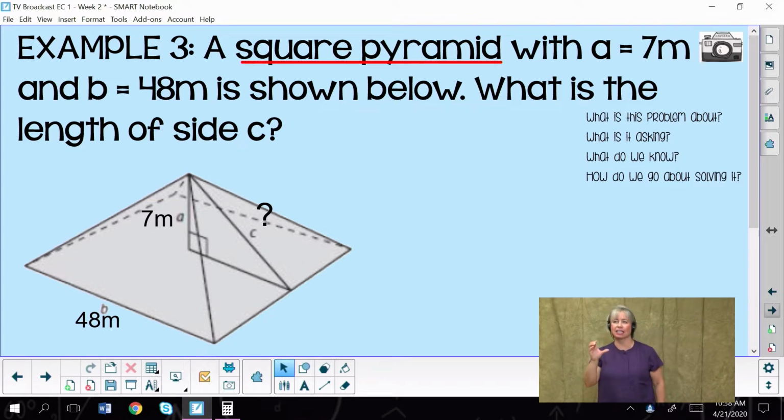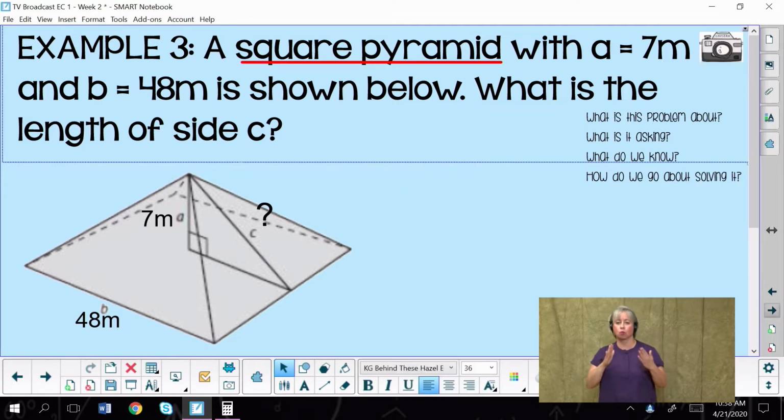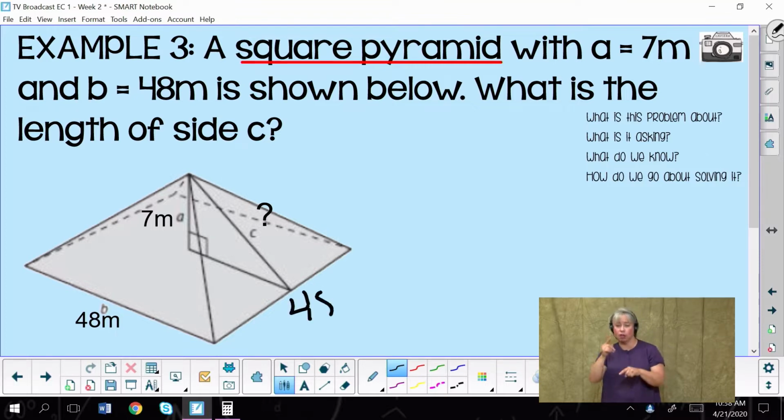Okay, so we know that A here is actually the apex of our square pyramid. So our apex, this point here, is going down and hitting the center of our square base. So we know that that's 7 meters from here to the center of this square base. And what do we know about squares? That their sides are all 48, good. These would all be 48 meters.